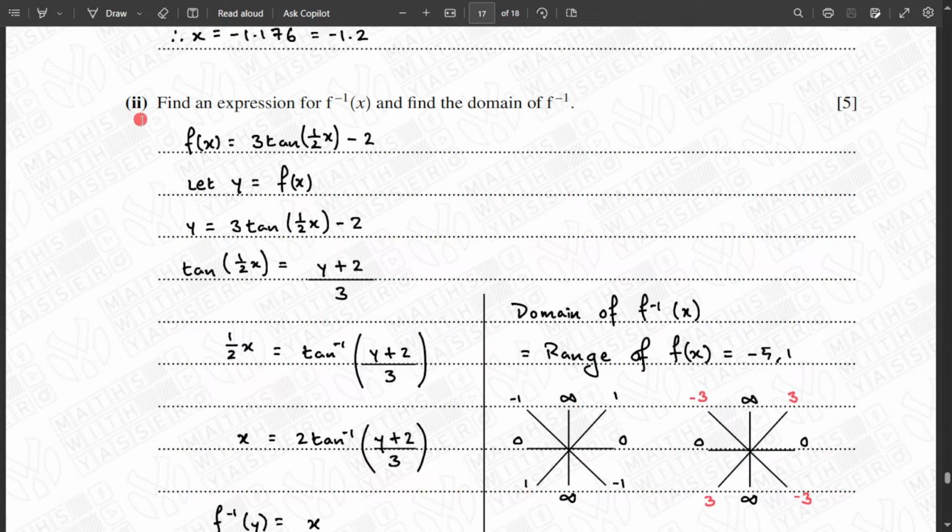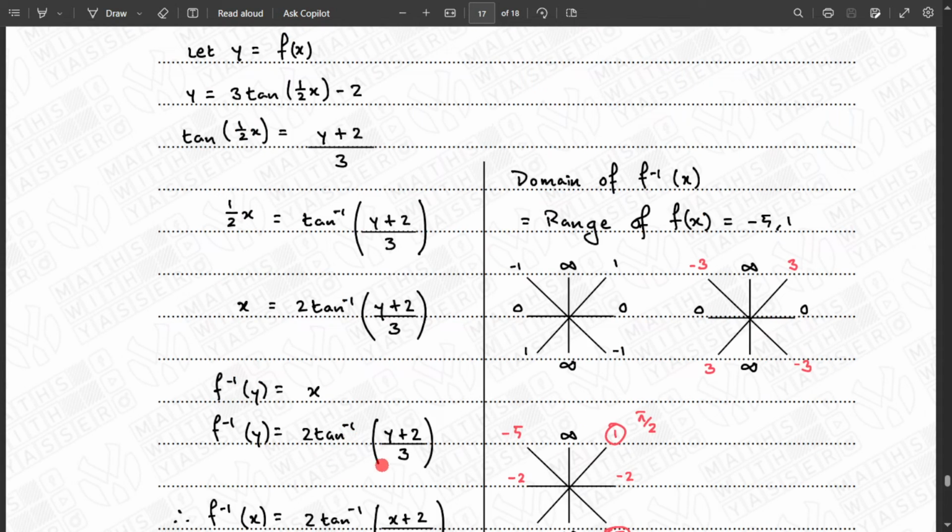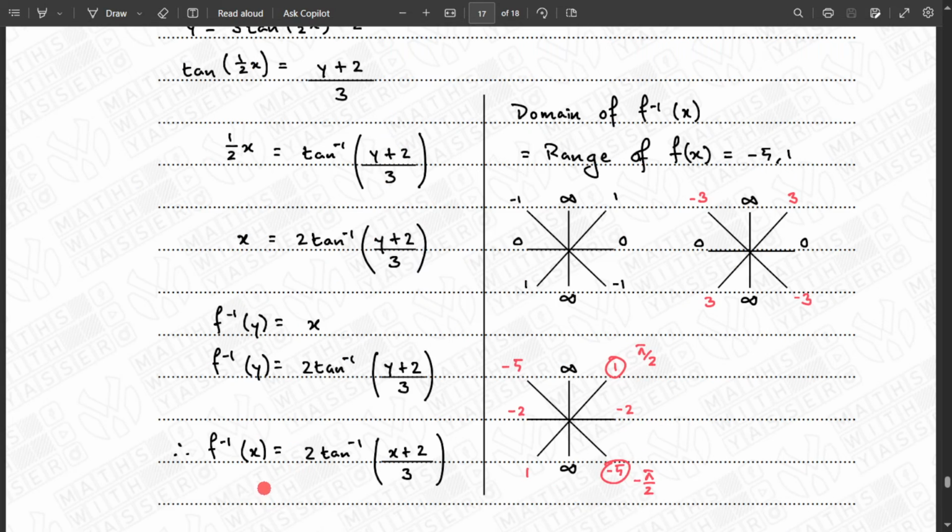In part 2, it says find an expression for f inverse of x and find the domain of f inverse. Now let's say that the equation is f of x equals 3 tan half x minus 2. So let's consider y is equal to f of x. So y will be equal to 3 tan half x minus 2. So tan half x will be y plus 2 over 3. So half x should be tan inverse of y plus 2 by 3. That means x should be 2 times tan inverse of y plus 2 by 3. F inverse of y is equal to x, which means f inverse of y is 2 tan inverse of y plus 2 by 3. Therefore, f inverse of x should be 2 tan inverse of x plus 2 by 3.